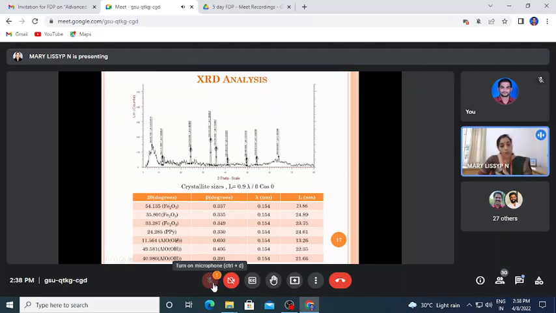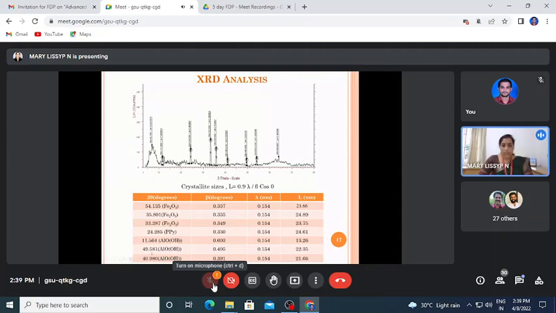Now, how can you identify these phases? There is one standard named Joint Committee on Powder Diffraction Standards. Like an IS code, we have a standard, JCPDS. By referring to that JCPDS database, you will get which phase it belongs to. You can see here the first 3 readings belong to the iron oxide phase, which has a rhombohedral structure. And this value 24.285, based on the JCPDS data, resembles polypyrrole with amorphous properties. That means a disordered structure.